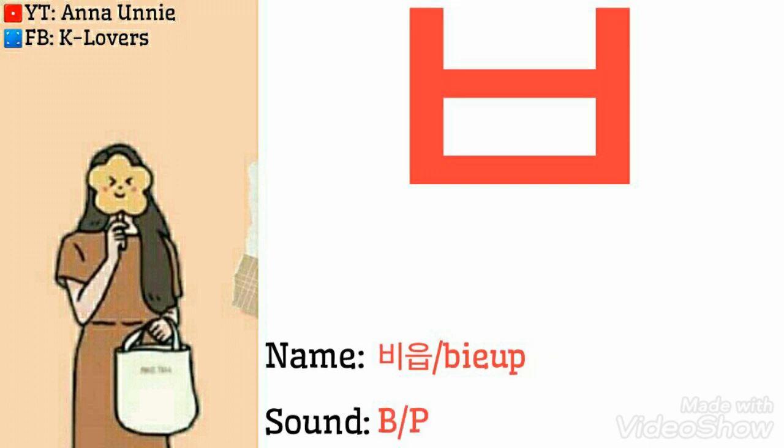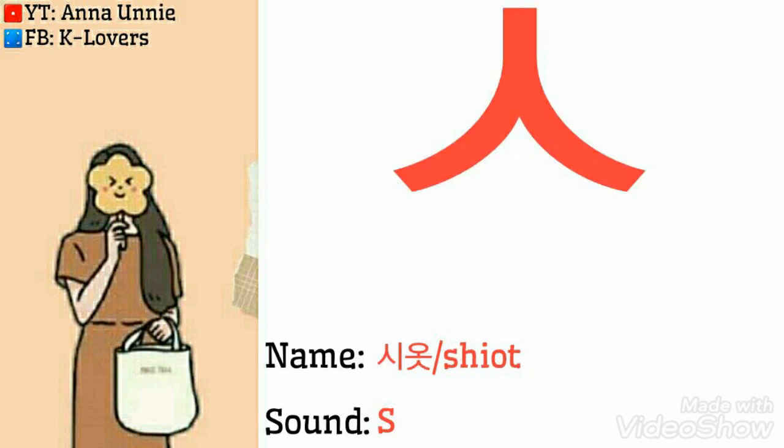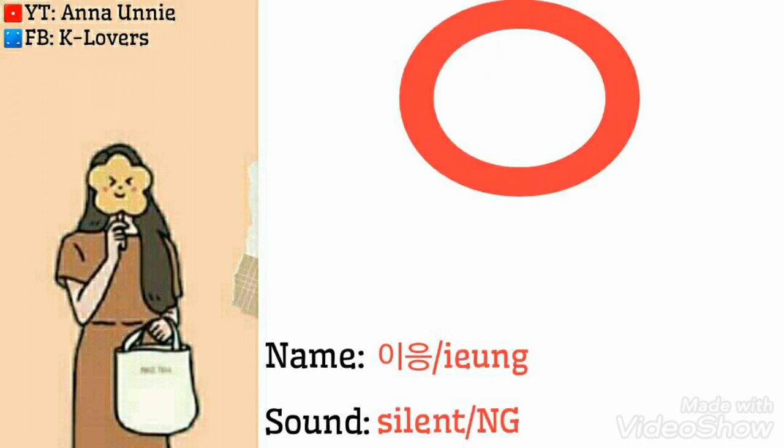The next is 비읍. The sound is B or P. 바, 바. The next is 시읒. The sound is S. 사, 사. The next is 이응. When it is a beginning consonant, it doesn't have a sound, or it is a silent letter. When it is an ending consonant, the sound is ng, like song, bring.